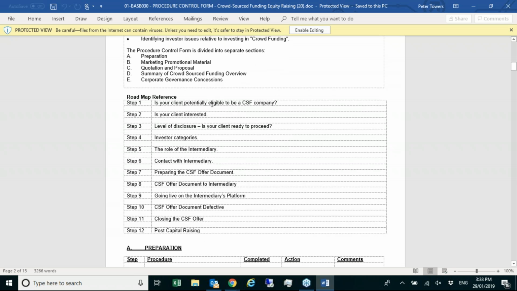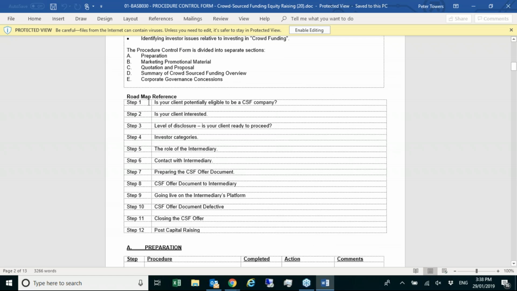So this material package that we've called roadmap references, step 1 through to 12, all applies to the new regime, which is that a proprietary limited company with a turnover under $25 million, and a couple of other things, can qualify as being eligible to raise capital without having to become an unlisted public company.